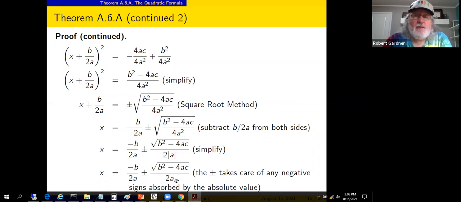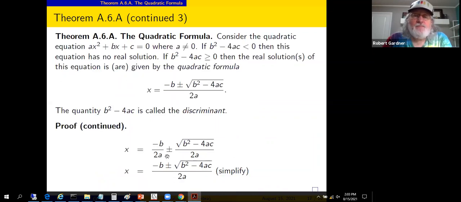Next slide. This is what we had. Let's add those together, combining the denominators since they're the same. And we get x equals negative b plus or minus square root of b squared minus 4ac, over 2a. And that's exactly what we were supposed to get. So there's the quadratic formula.